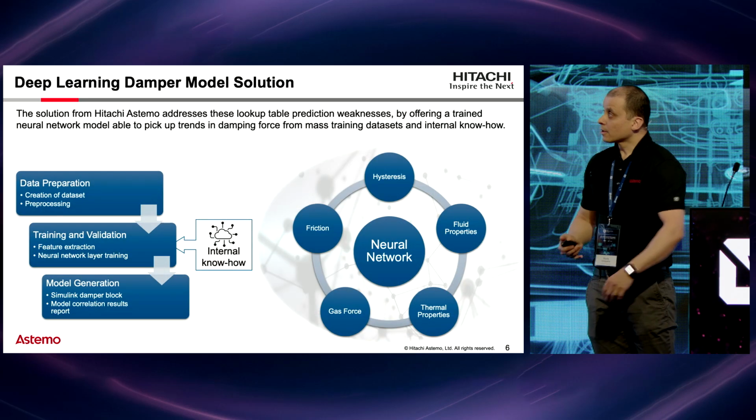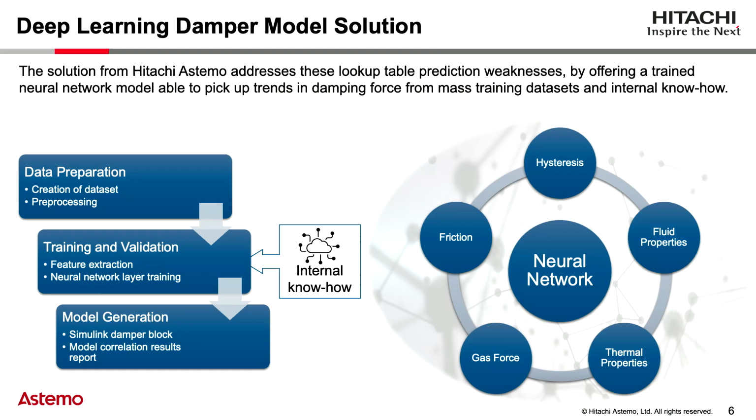So we, at Hitachi, are working on a solution that will address these weaknesses of the lookup table. We are offering a trained neural network model that is able to pick up trends of the damper that will bring together all the behavior of the damper caused by the fluid properties, the hysteresis, the friction, the gas forces, as well as the thermal properties.